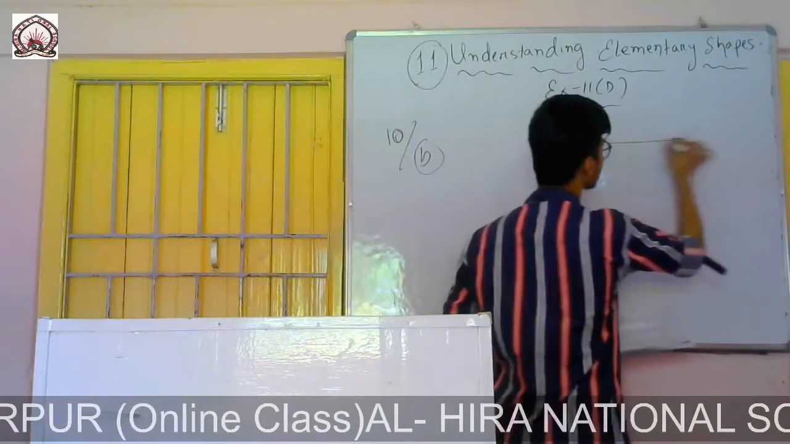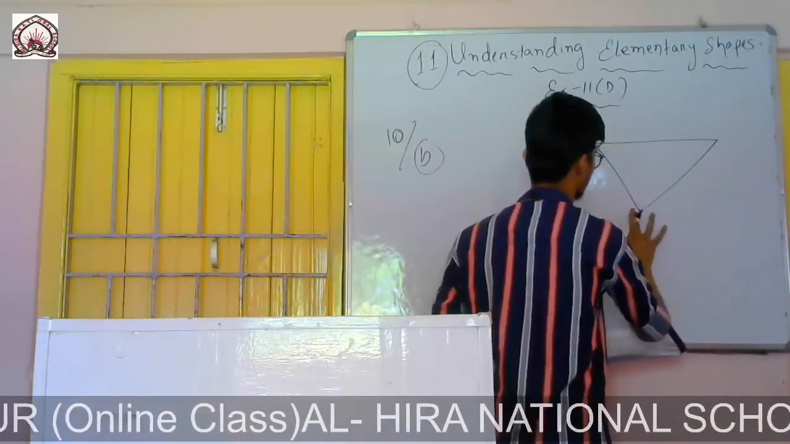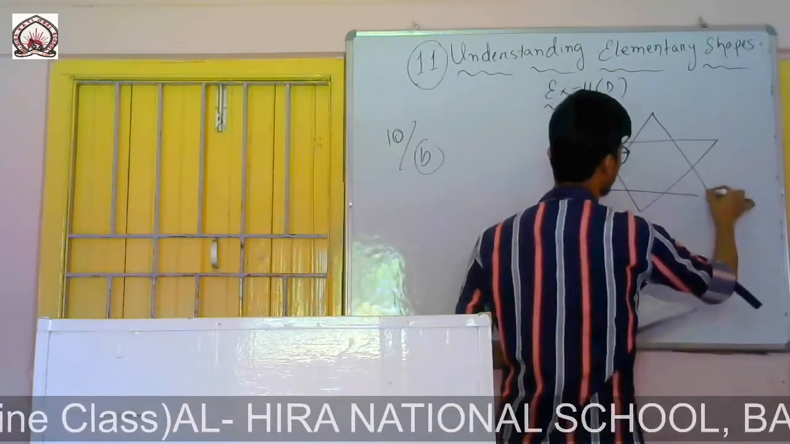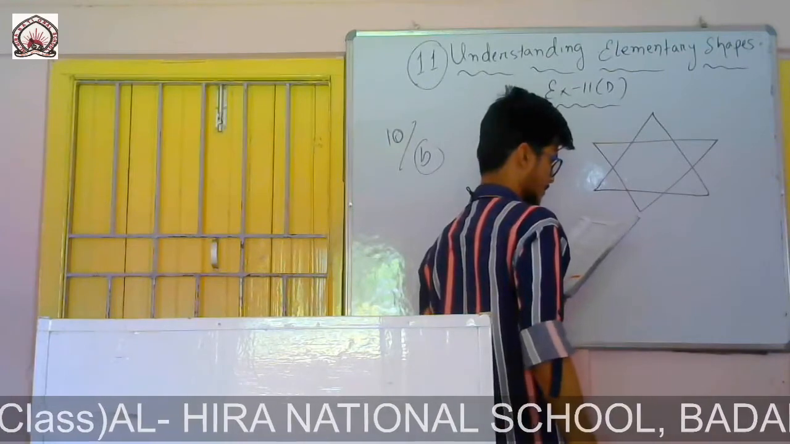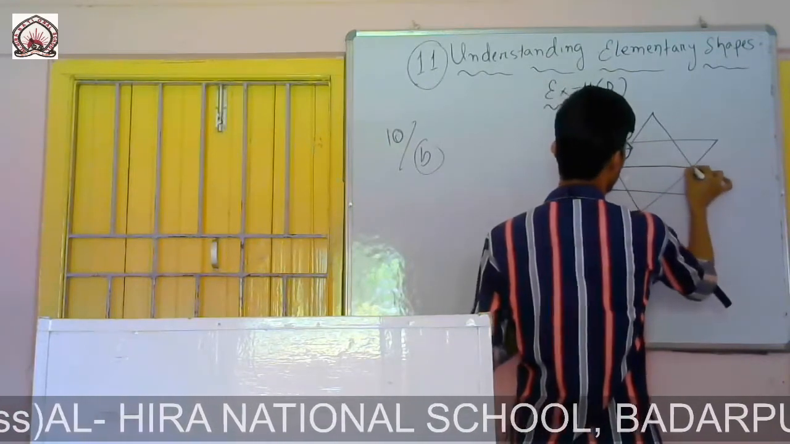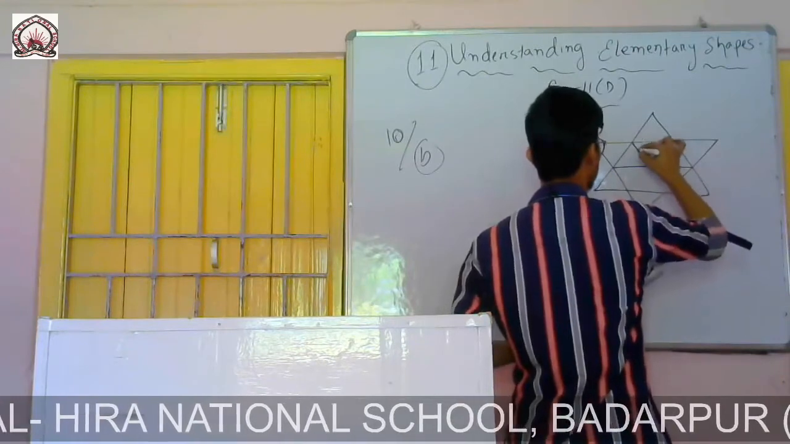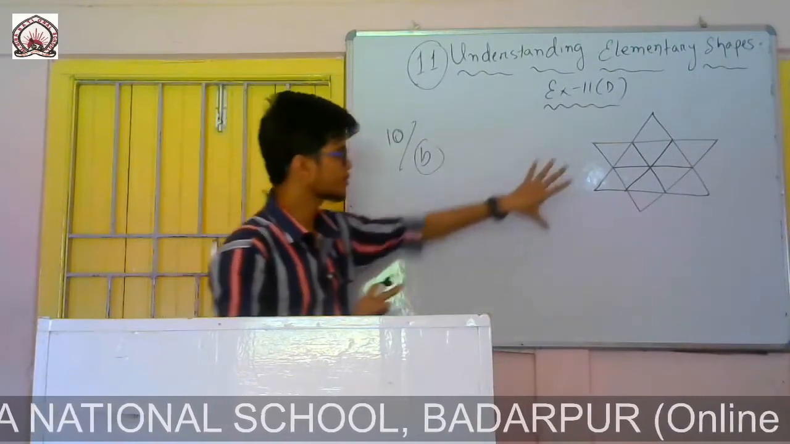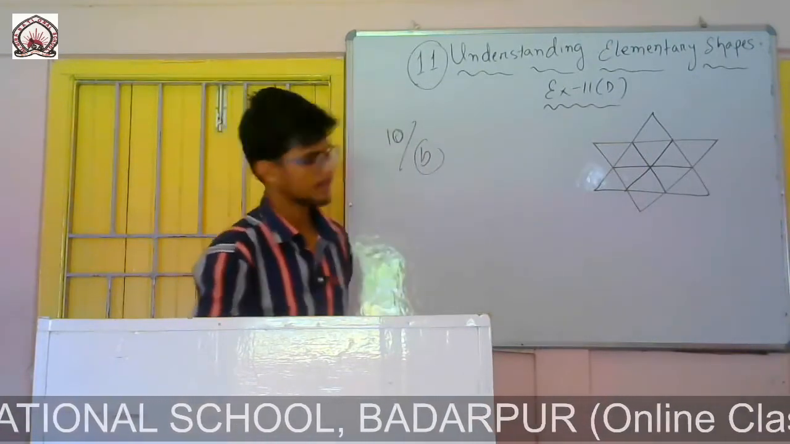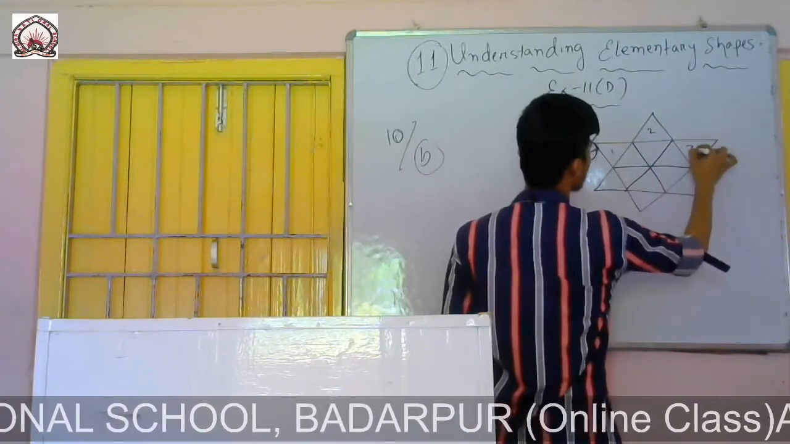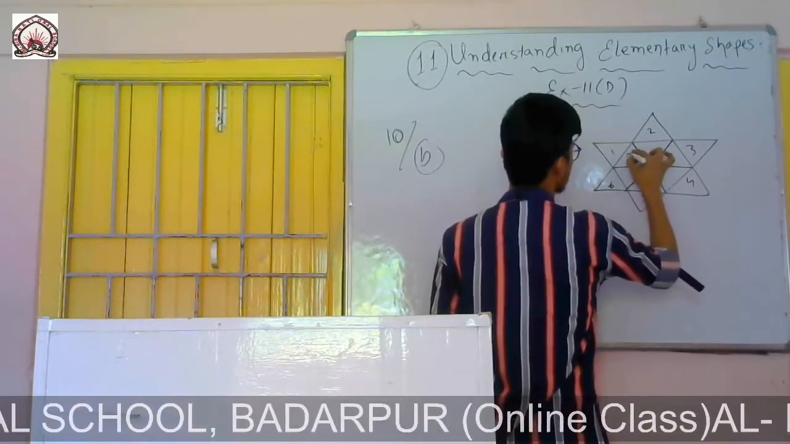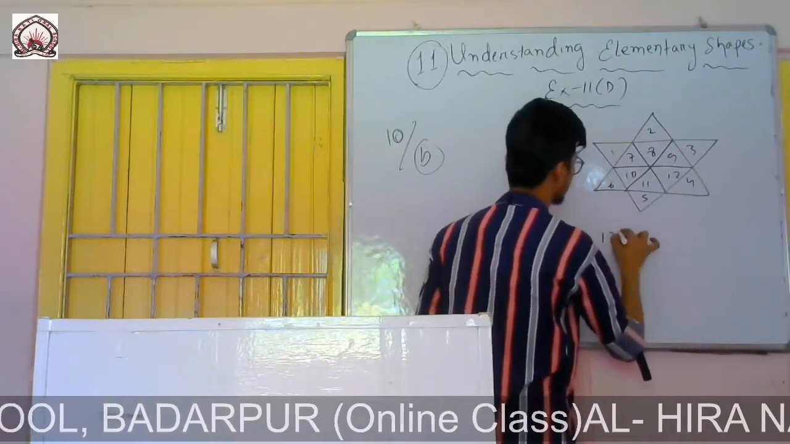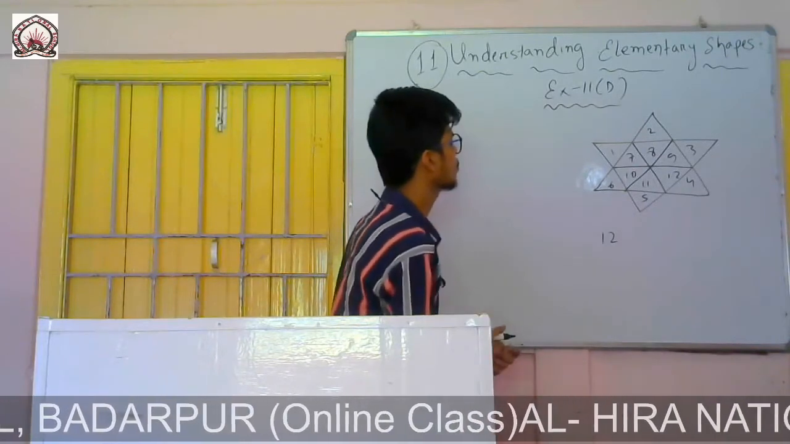It is given. So this is the triangle. There is no name, so no need to name this one. Only simply you count and write. So if you start from here, 1, 2, 3, 4, 5, 6, 7, 8, 9, 10, 11, 12. So there, first of all, you got how many triangles? 12 single triangles.